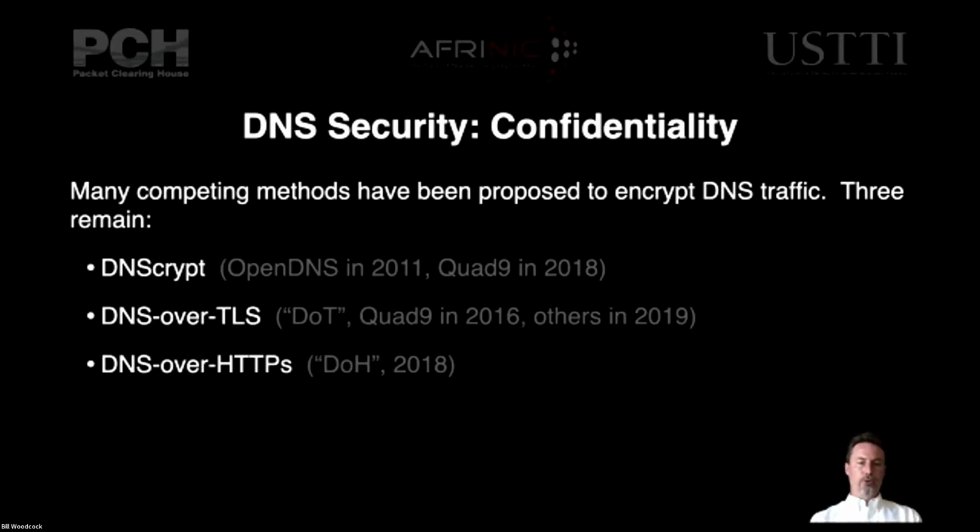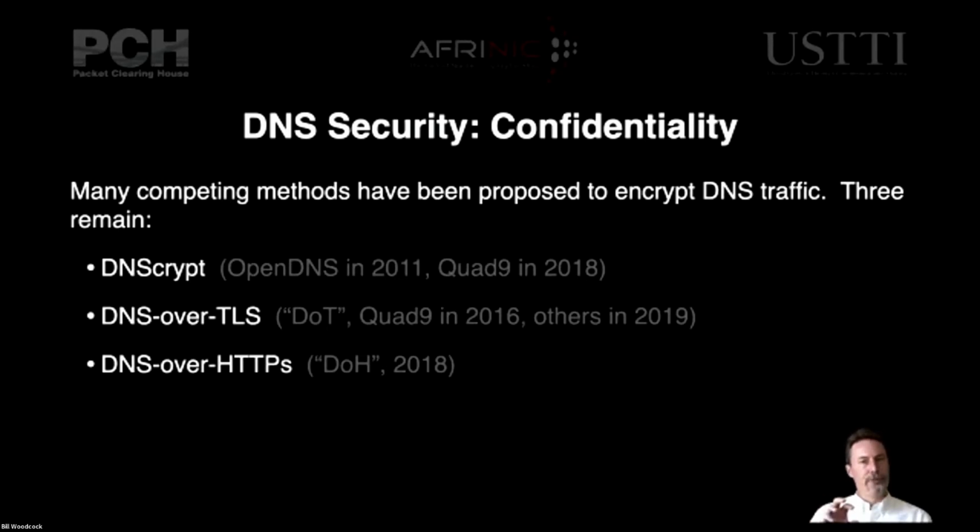So Quad9 implemented in 2016 as the first recursive resolver to do DNS over TLS. Obviously not the first to do encryption. That was OpenDNS in 2011. But other recursive resolver operators really held off on deploying DNS over TLS. Instead, they put a huge push into an alternative, which was DNS over HTTPS.